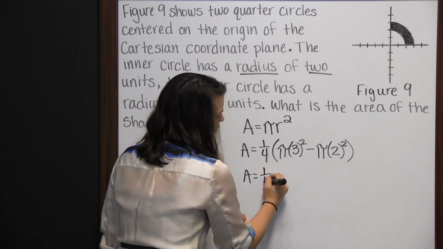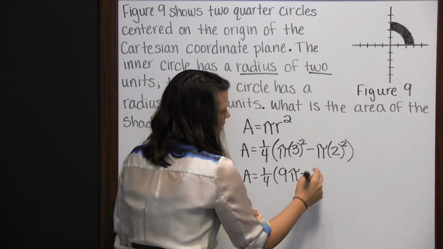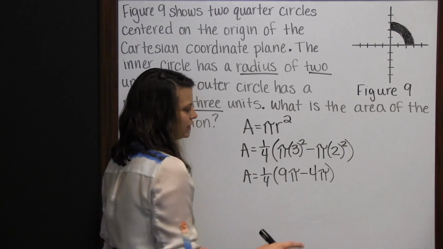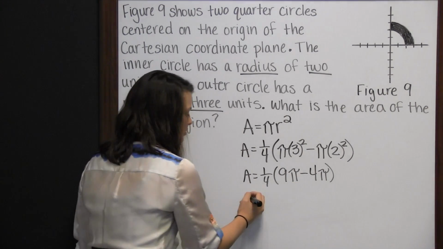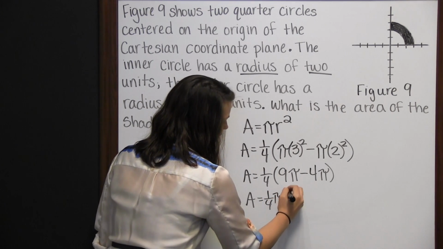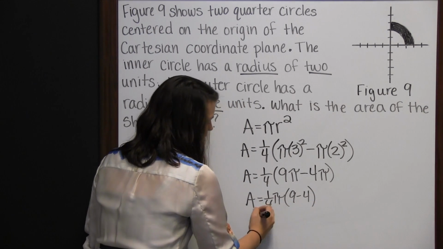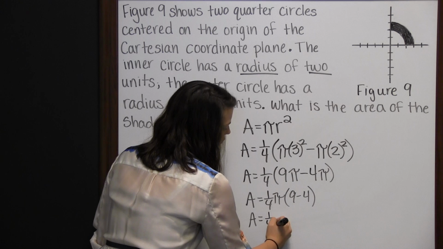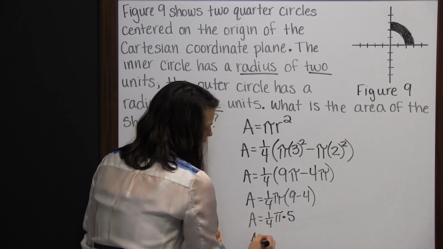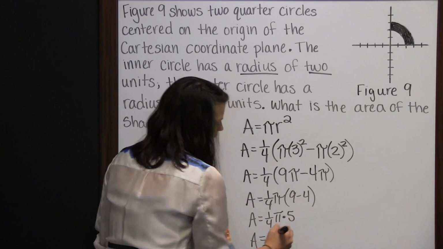So we get area is a fourth of 3 squared is 9, so 9 pi, minus 2 squared is 4, so 4 pi. Now since each one of these terms has a pi in it, we can factor the pi out. So we get area equals a fourth pi times the quantity 9 minus 4. And then we can simplify 9 minus 4, so we have area equals a fourth pi times 5. And a fourth times 5 is 5 fourths, so that's 5 fourths pi.